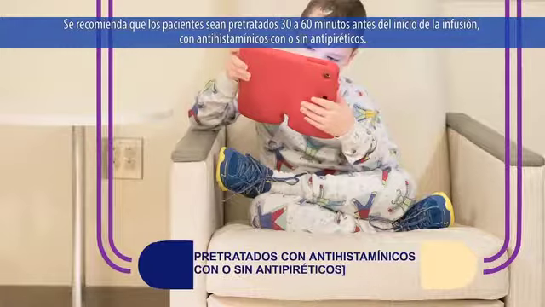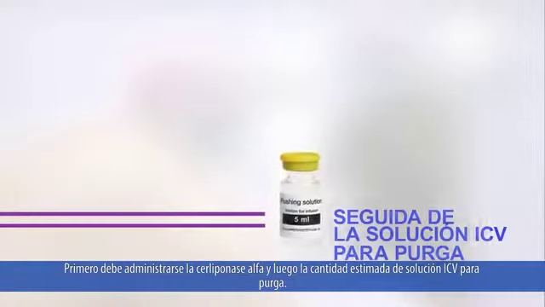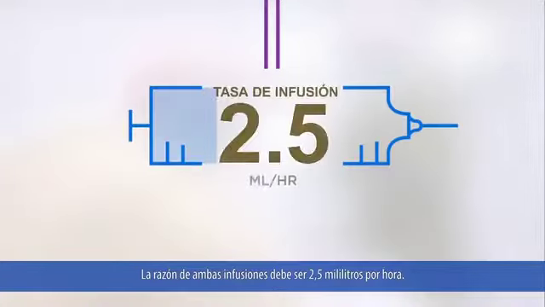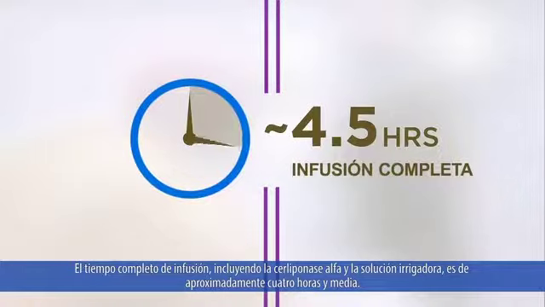Solipinase alpha should be administered first, followed by the calculated amount of flushing solution. Both infusions should be at a rate of 2.5 milliliters per hour. The complete infusion time, including solipinase alpha and the flushing solution, is approximately 4.5 hours.